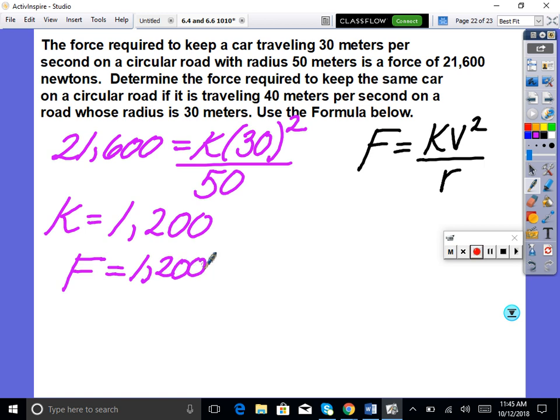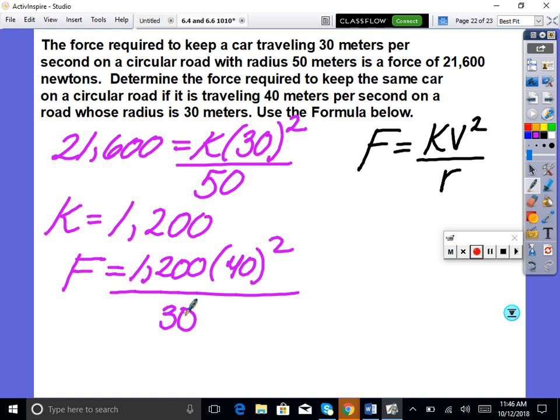Now let's read the next sentence. What's our velocity? Determine the force to keep the car on a circular road if it is traveling at 40 meters per second, so 40 squared, if the radius of the road is 30. So then you would just calculate it. Do you see how it really is just a plug and chug problem though? Yeah, we solve for K and then we can plug it in.